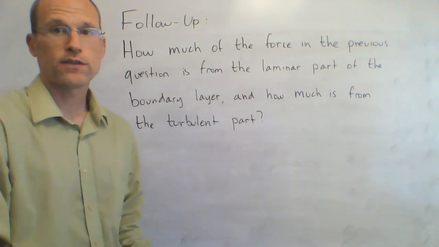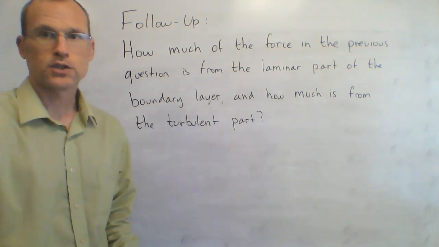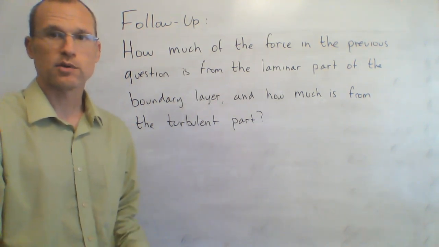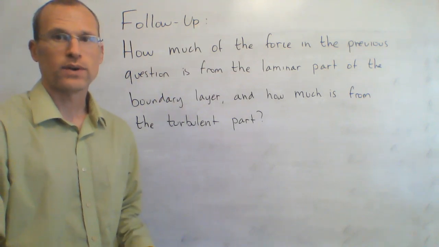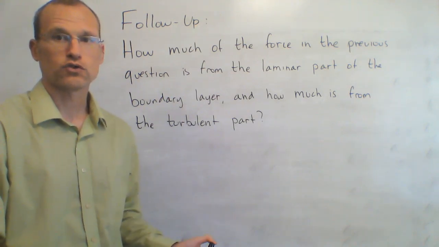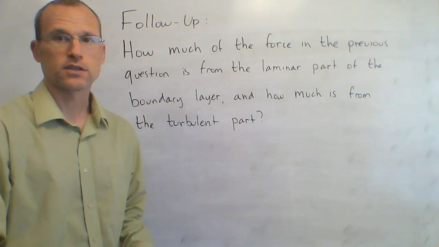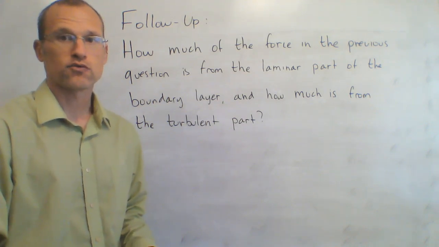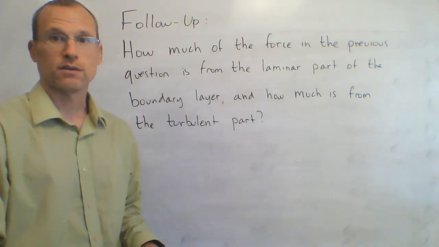So I follow up to that previous question. Assume the boundary layer was mixed. In other words, it has a laminar part and a turbulent part. What I want to know now is how much of that overall drag force that we found, the 4.76 newtons, how much of that comes from the laminar part and how much of that comes from the turbulent part.